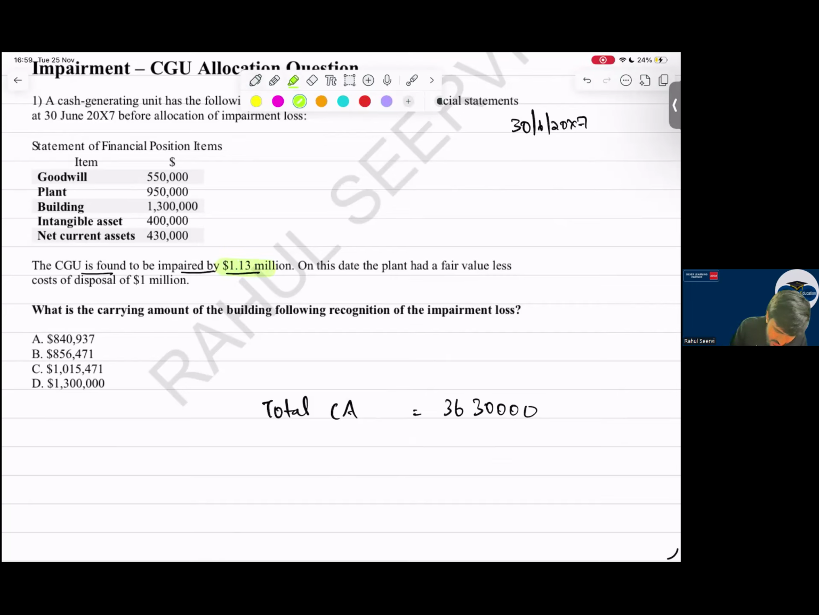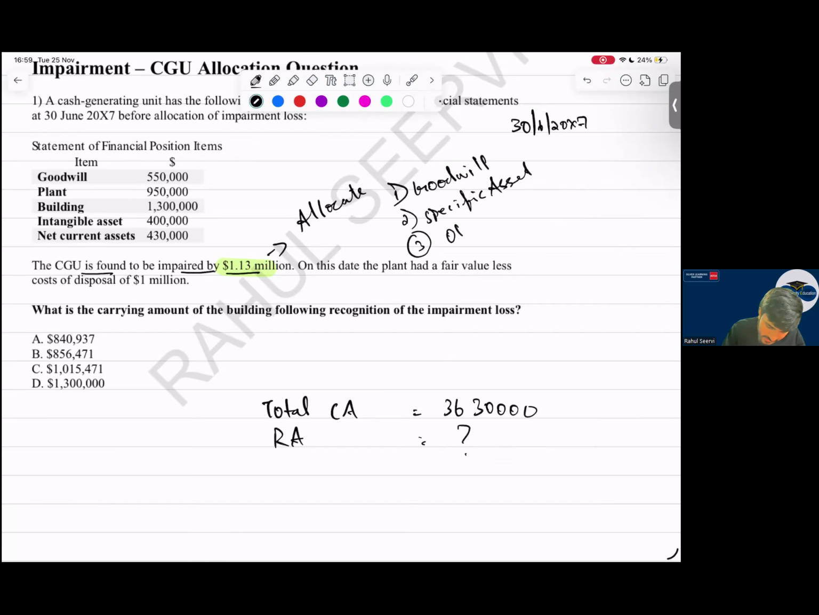So the impairment loss they have directly given. No need to calculate the carrying amount and compare with the RA as we have done in a lot of questions. There is no need here. Directly the value of impairment is given. We have to allocate it now. When we allocate it, first to goodwill, then the specific asset impaired, and the third one is the other assets, on a pro rata basis.